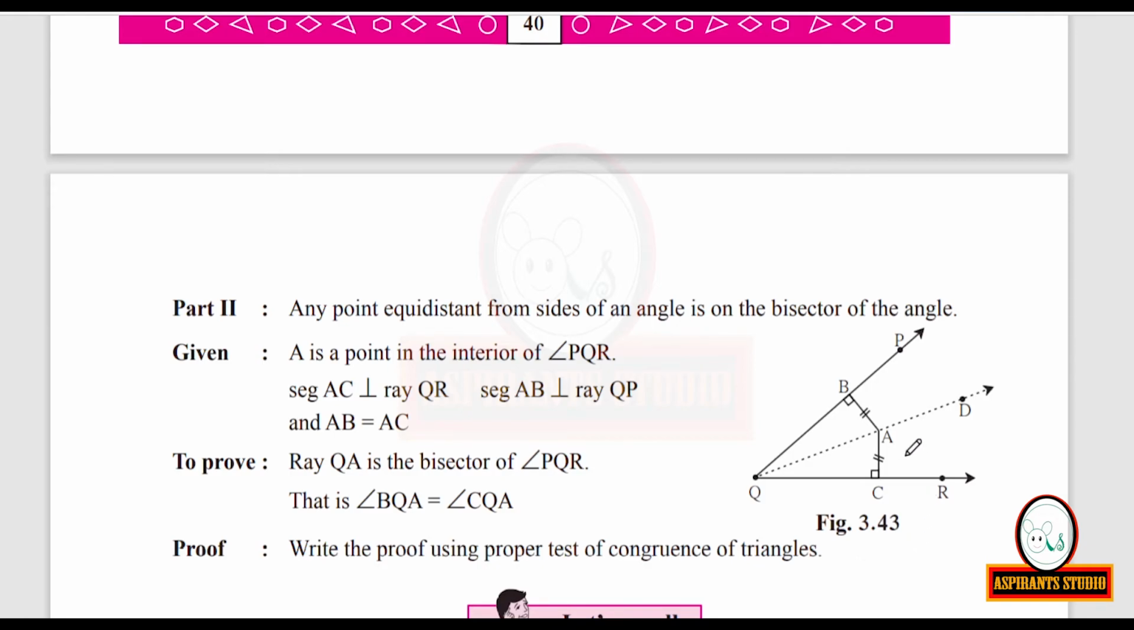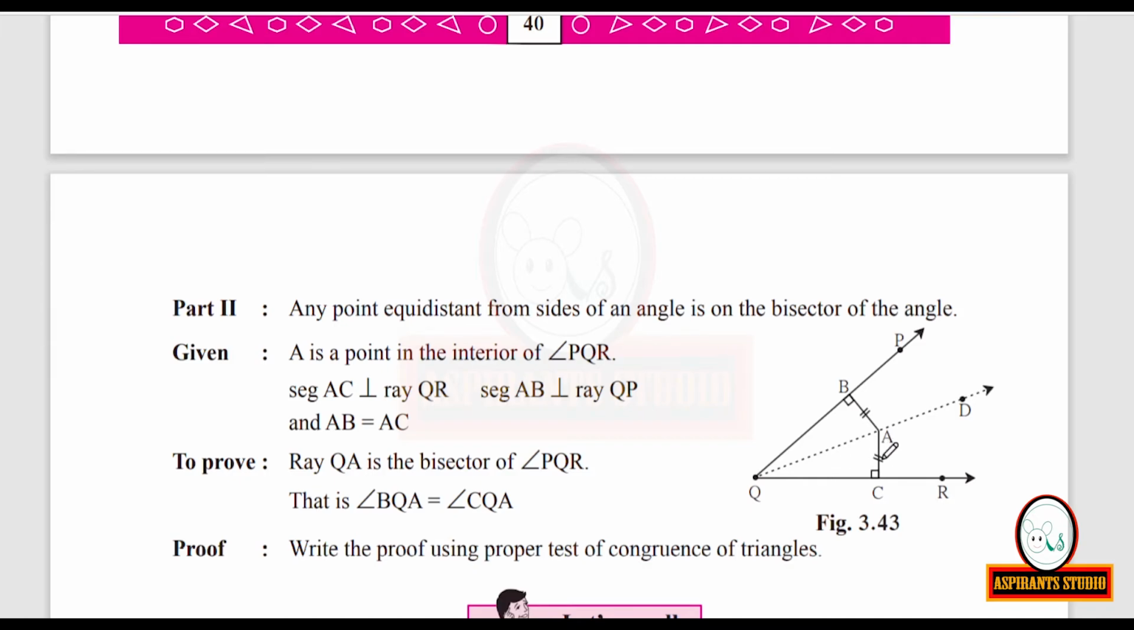A is a point in the interior of angle PQR. Segment AC is perpendicular to ray QR. Segment AB is perpendicular to ray QP. And AB is equal to AC. You are given the word equidistant, so length of AB is equal to length of AC. That is given. You have to prove ray QA is the bisector of angle PQR.